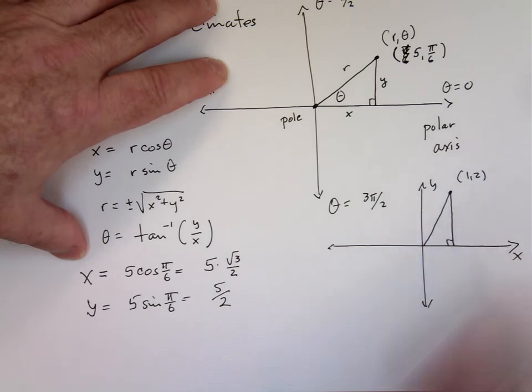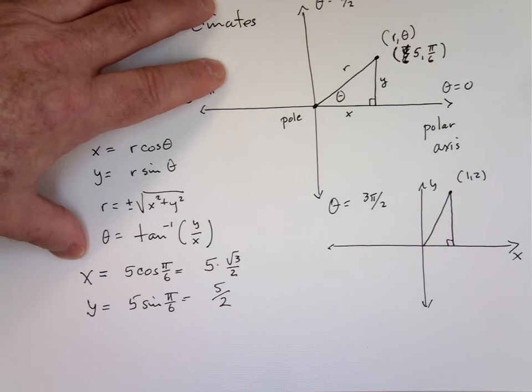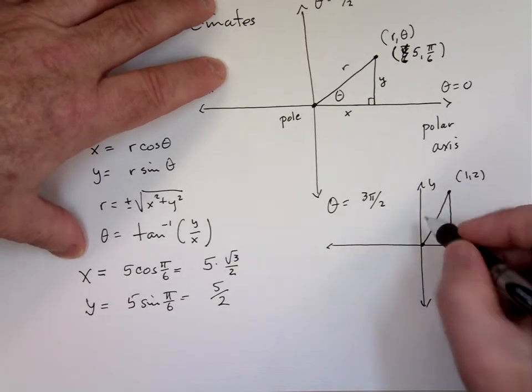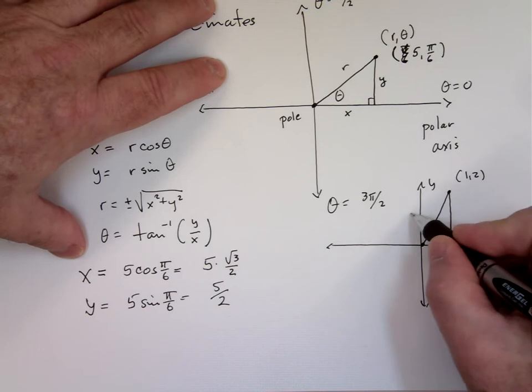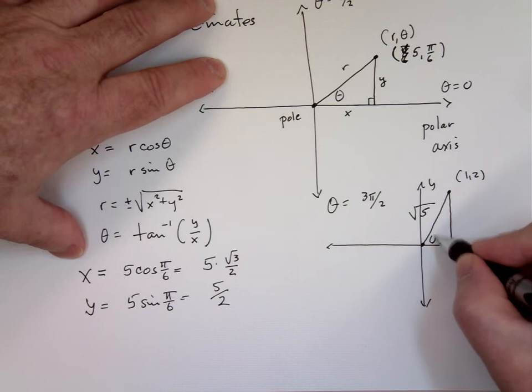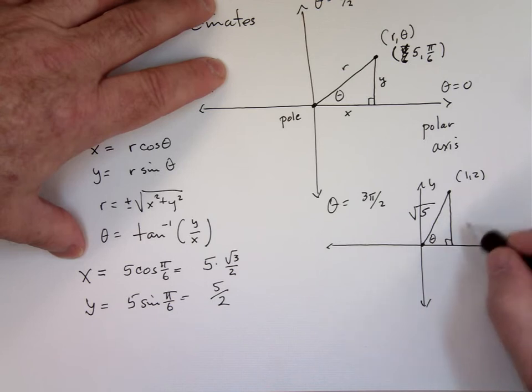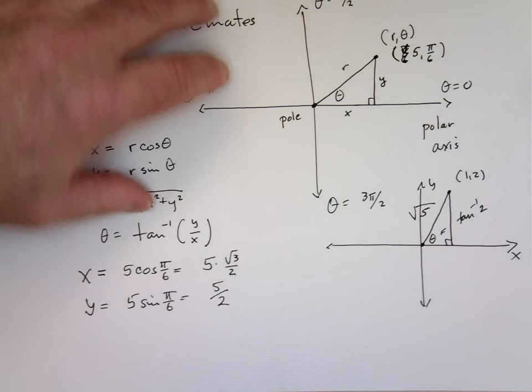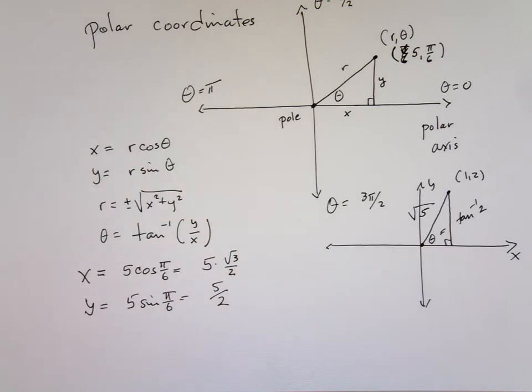Okay, and let's change it to polar. In polar coordinates, we need an r and a theta. What's r equal to? Square root of 5. And what's theta equal to? Who knows? It's the inverse tangent of y over x, which is the inverse tangent of 2. That's one way to describe that point in polar.